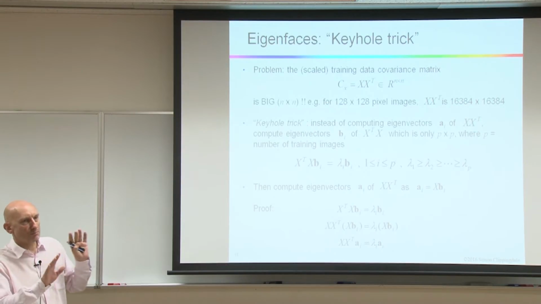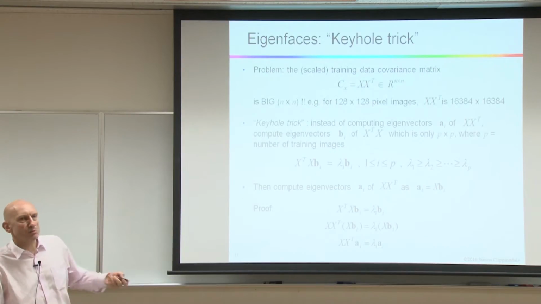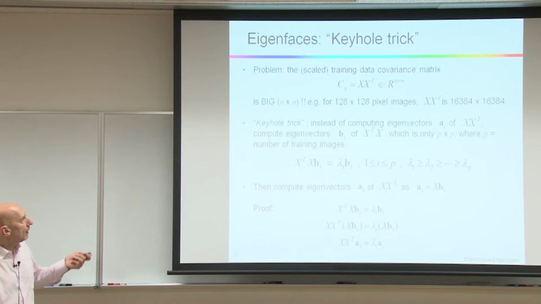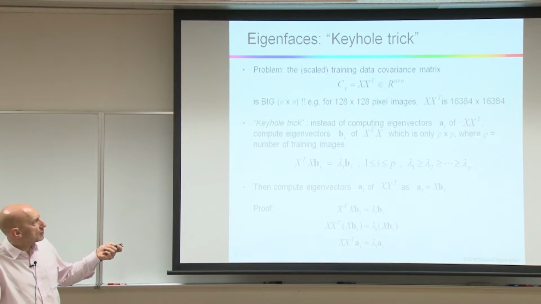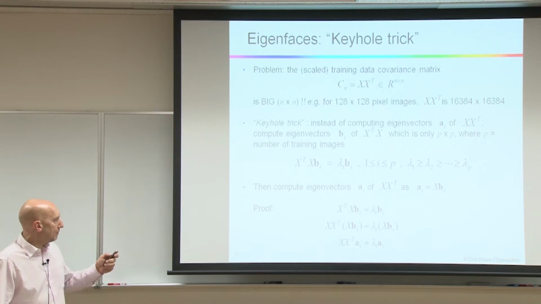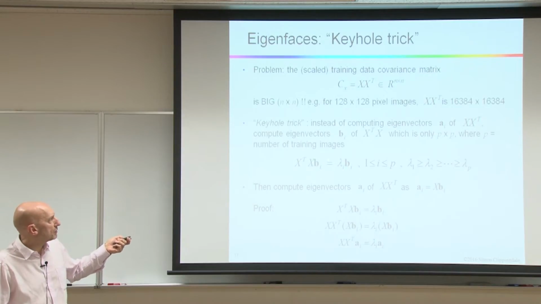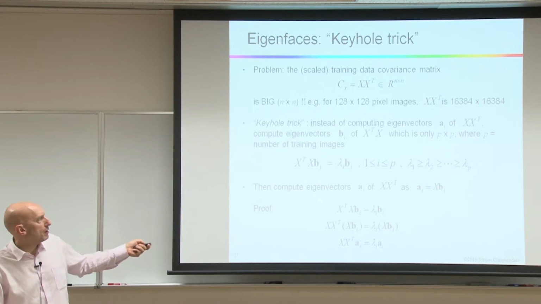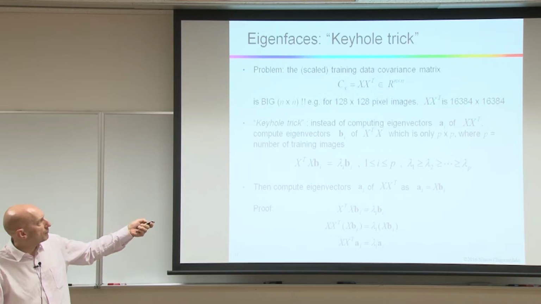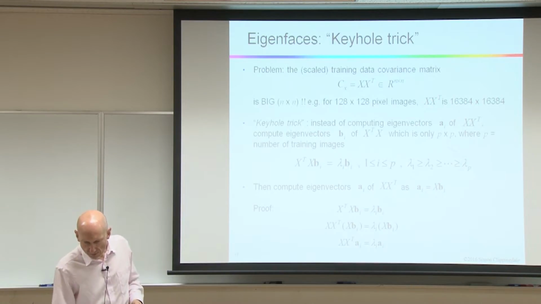So the data matrix and its transpose are reversed, and that's much smaller because this is just the number of training images, which could be a few tens. And then, having computed the eigenvector decomposition of that, you can recover the eigenvectors of this thing because they're quite simply related.